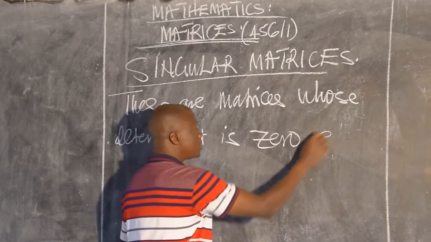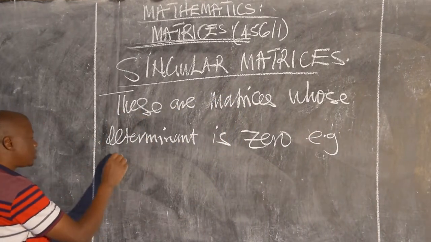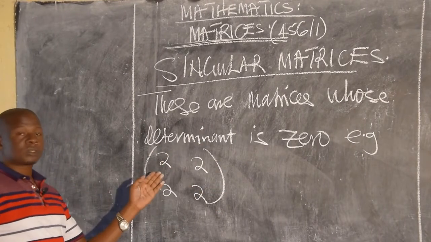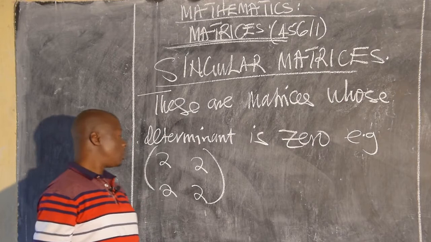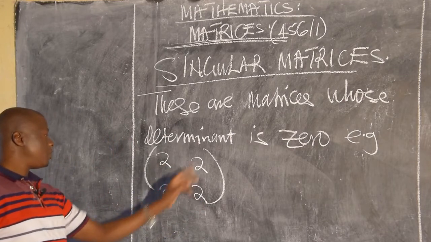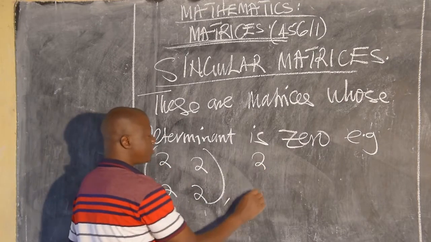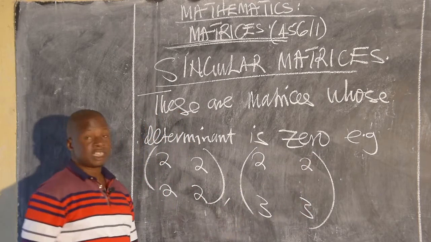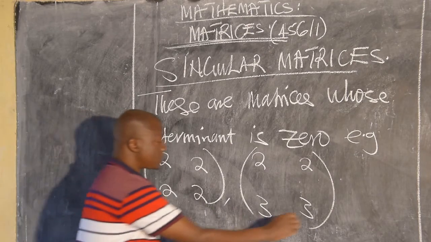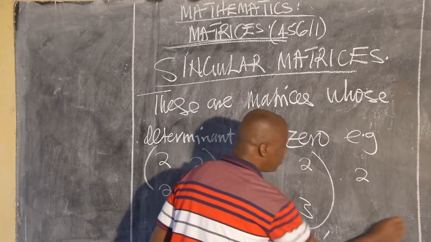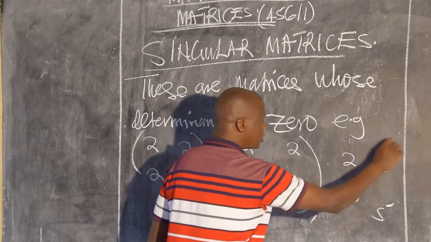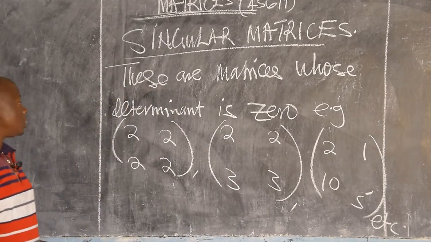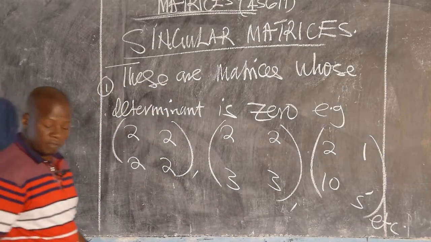We can have an example here. We have 2, 2, 2, 2. When you look at this matrix, its determinant is 0. This one gives a 4, and also here 4. We can have another one, 2, 3, then 2, 3. Even this one, its determinant is 0. Next we can have 2, 5, then 10, 1, etc. Also this one, its determinant is 0. This is our first definition.